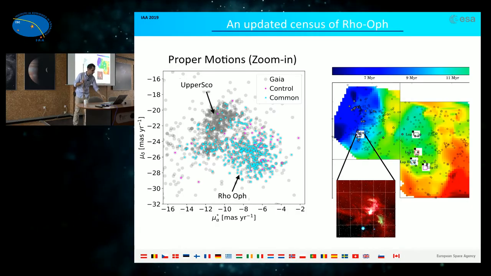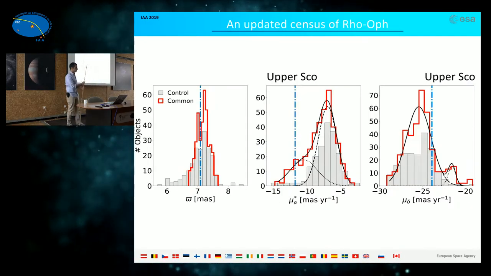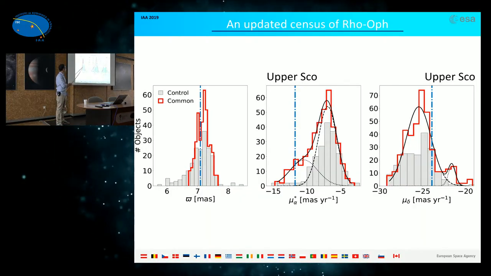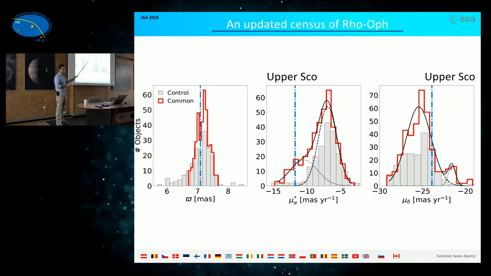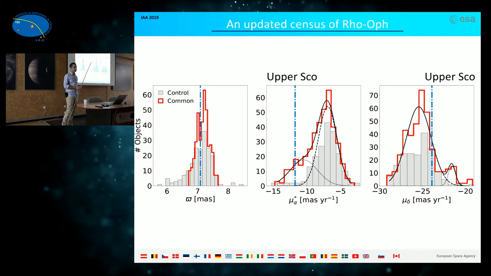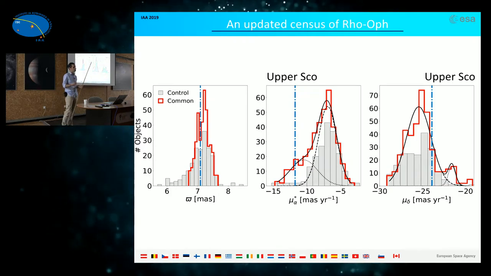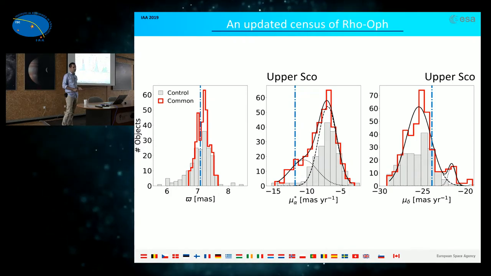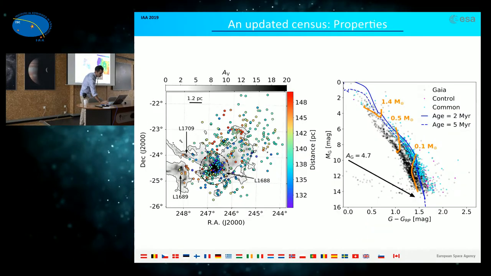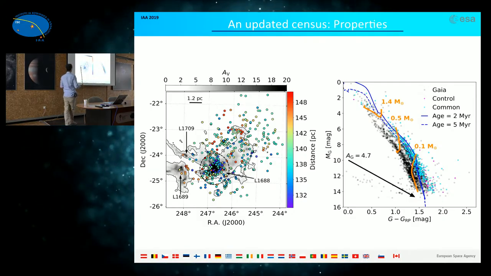And actually, if you go back, this is in parallax, but if you look at the distance distribution, the average distance to Upper Sco and to Rho Ophiuchus is just the same, 140 to 145, plus or minus 10 parsecs, so nothing. And now a bit about the real properties of the thing.